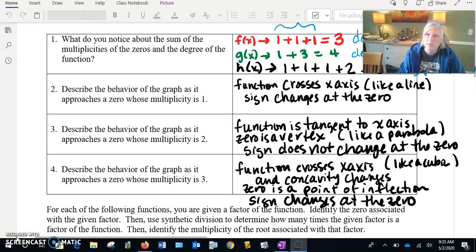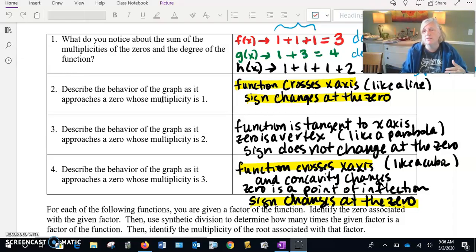Okay, summarizing what we just talked about, the important thing is that whenever the multiplicity is odd, the function is going to cross the x-axis. Notice that it crosses here and crosses down here at the bottom. That's happening each time the multiplicity is odd. So every time the multiplicity is odd, in addition to crossing, there is going to be a sign change at the 0. Now, it's how it crosses that tells us a little more information about the multiplicity.